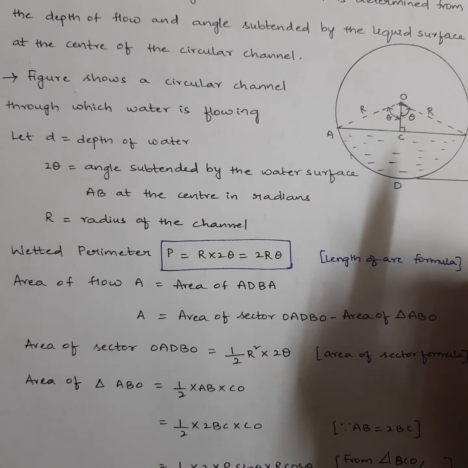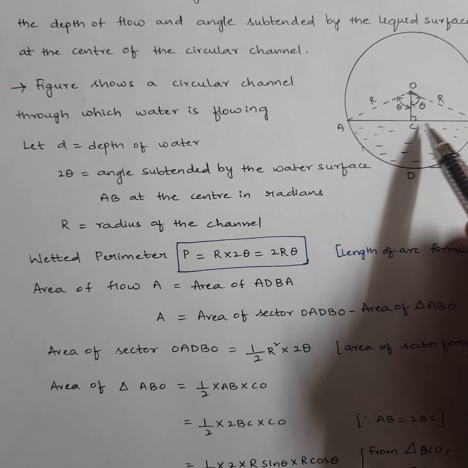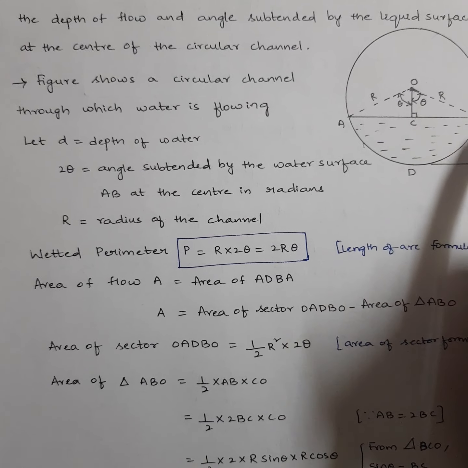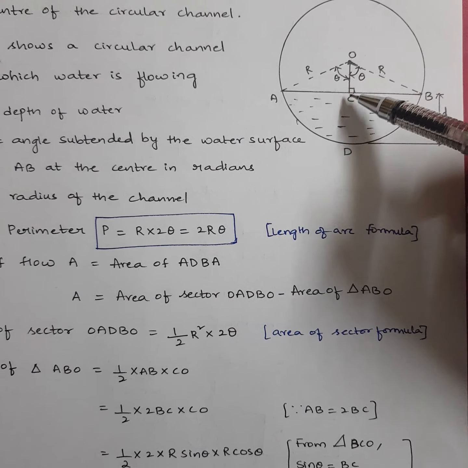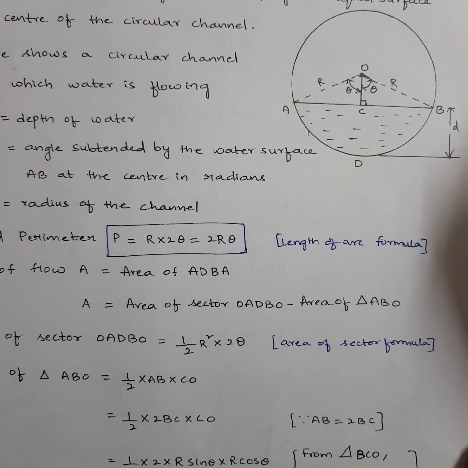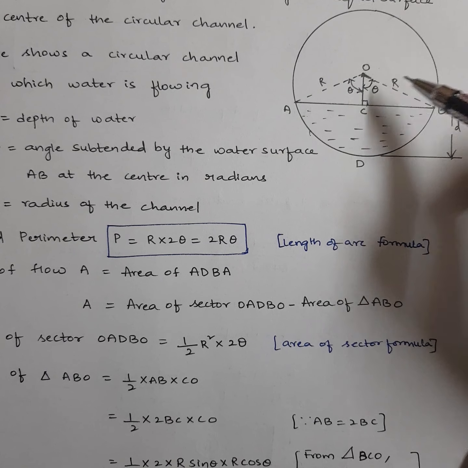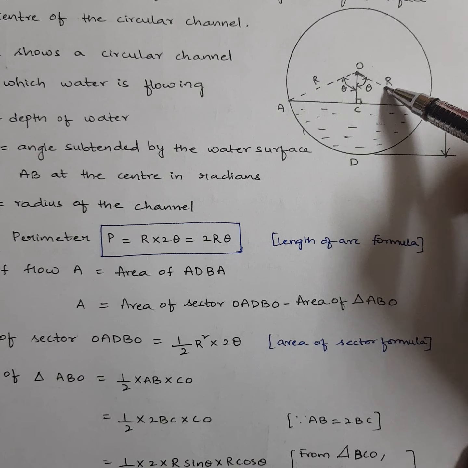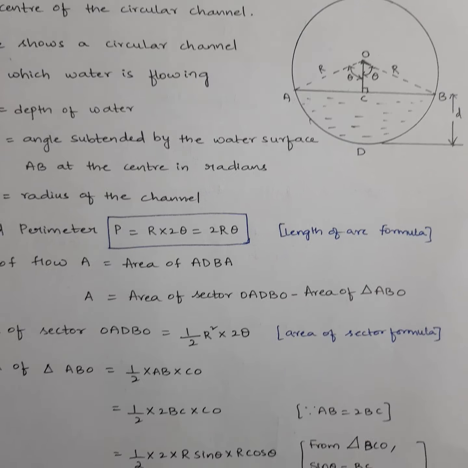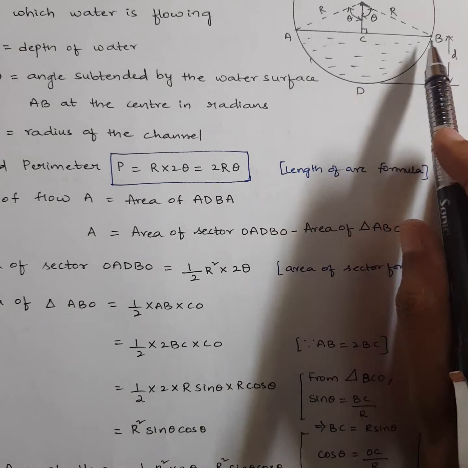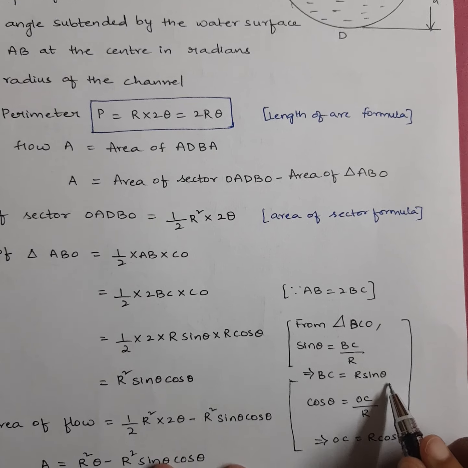I am telling very carefully, please listen. Observe this right angle triangle OCB. Now I have theta here, I have 90 degrees here. I'll apply first sine theta. What will be sine theta? Opposite by hypotenuse. Opposite is BC, hypotenuse is R. So from the right angle triangle OCB, sine theta will be opposite by hypotenuse. So from here what can I write BC as? R into sine theta. Correct?